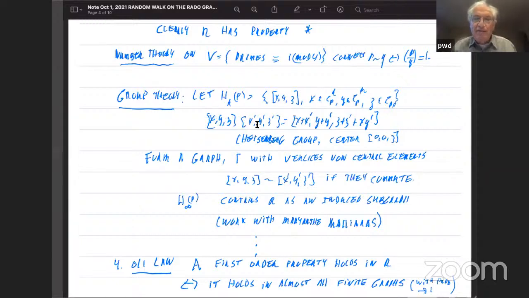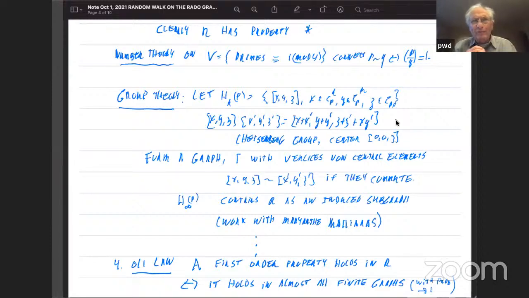And the product (x,y,z) times (x',y',z') is, you add the first two coordinates, you add the second two coordinates, you add the third coordinates, but then you put this thing in, x times y'. And that's a group, that's the Heisenberg group, and its center is (0,0,z), and it's a pretty famous group. Well, I'll also be doing it when k is infinity. As long as the infinite tuples are finite past some point, this dot product, the usual dot product between two vectors, makes perfect sense, and that would be H infinity p. You can form a graph with vertices the non-central elements of the Heisenberg group, and connect two if they commute. So the commuting graph of the group.